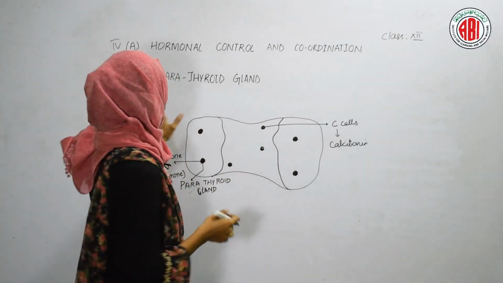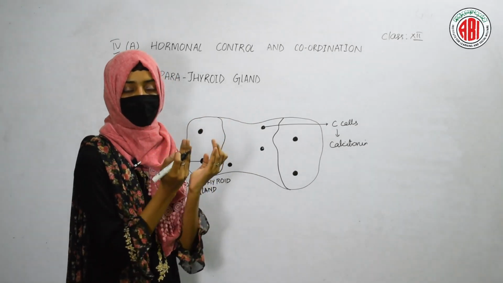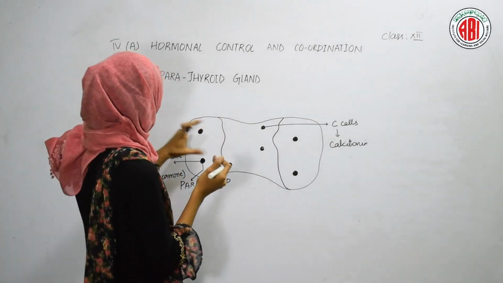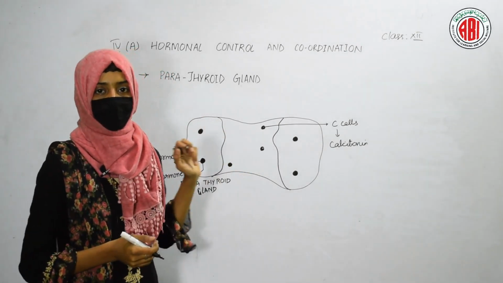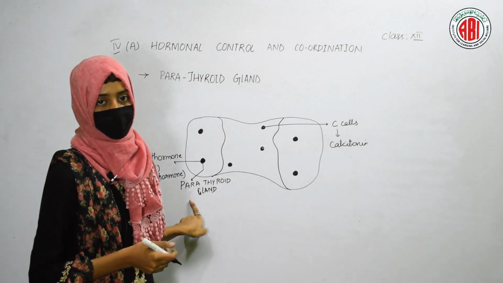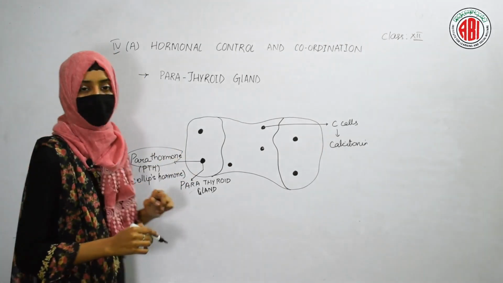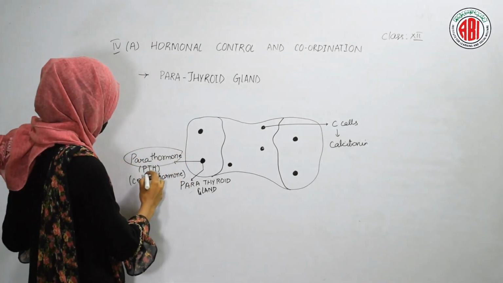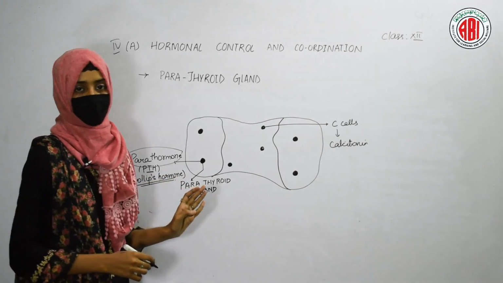Let us talk about the parathyroid gland. This is our thyroid gland. When you see it, it is in this folded manner. The back side of the thyroid gland shows you the presence of one more gland, that is the parathyroid gland, and this gland is responsible to secrete a hormone called parathormone. Parathormone can also be written as PTH, or it is also named Collip's hormone.